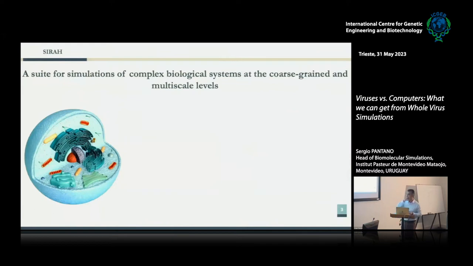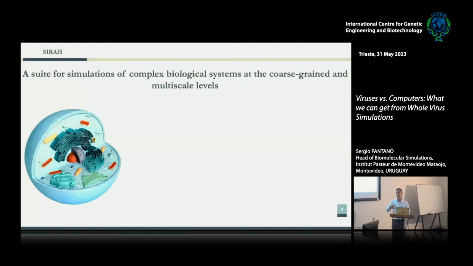When I arrived in Montevideo, I realized that we couldn't be competitive in simulations just because we don't have the same size of computers, the same facilities that are available in the northern hemisphere. So we started with the development of what we now call CIRA, which stands for the South American Initiative for a Rapid and Accurate Hamiltonian. It is essentially a suite for simulations of biological molecules.